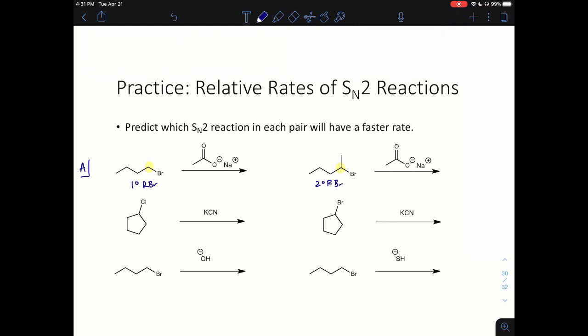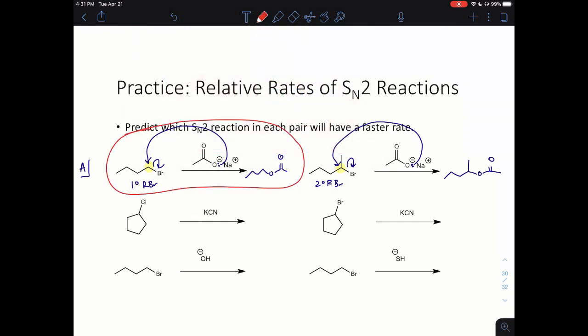And we know that the less sterically hindered the electrophile, the faster the reaction. So this SN2 between acetate and the primary alkyl halide will occur at a faster rate than the SN2 between acetate and the secondary halide. This attack of the secondary halide, it's more crowded. It's harder for that oxygen to get in there and make that bond. So the first reaction occurs at a faster rate to make that ester product.